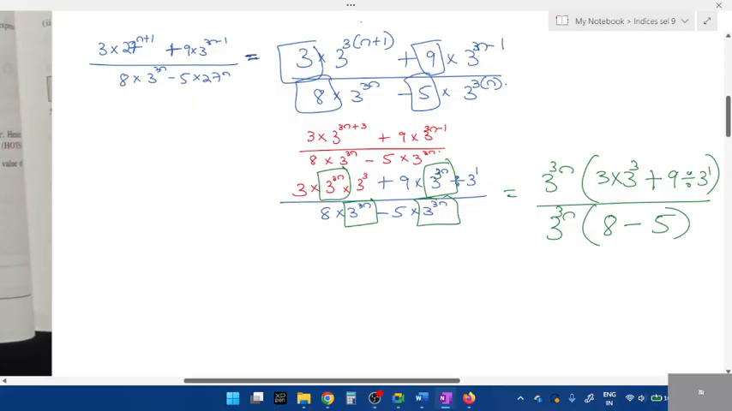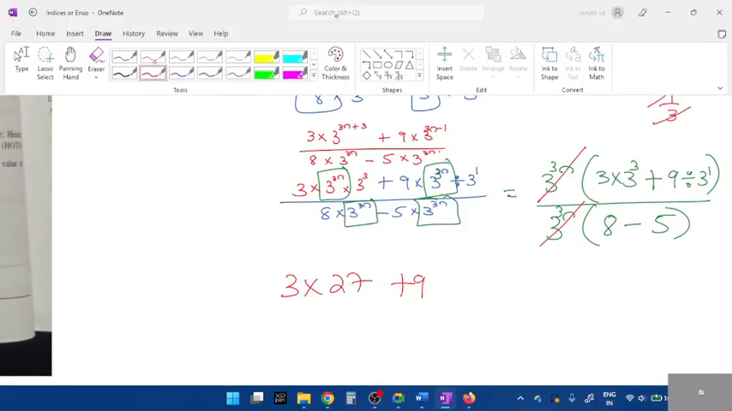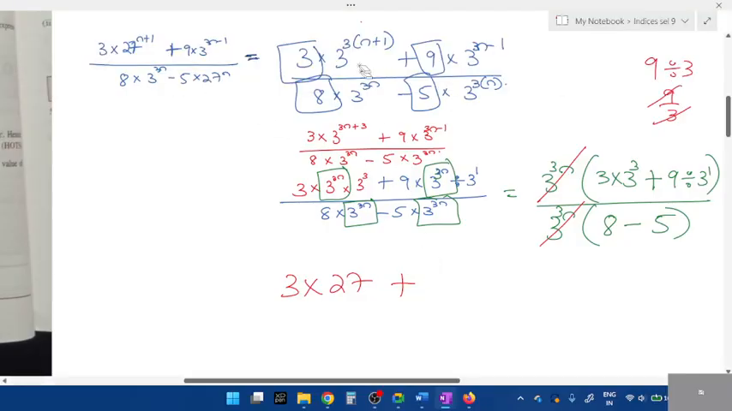Is it clear or not, student? If not, I'll explain again. The reason I took 3 and 3 to the power of 3 is, now see, it gets cancelled. So what is the number left? 3 into, what is 3 cube? 27 plus 9 divided. Okay, you can do this directly. What is 9 divided by 3? 9 divided by 3 is how much? 3.